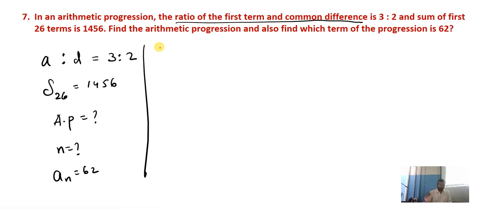Okay. Now A is to D. It's in ratio. We'll convert it into proportion. A is to D can be written as A by D is equal to 3 by 2. Now, one minute. Cross multiply. 2 into A, 2A is equal to 3 into D, 3D. Now, we can do one thing.